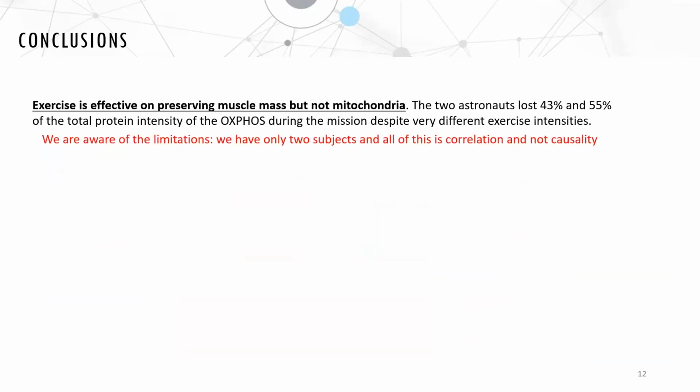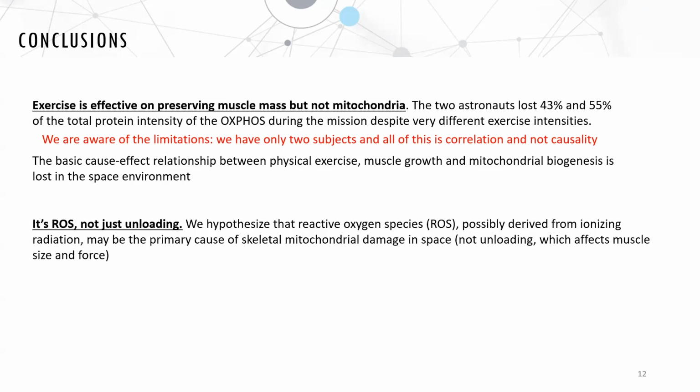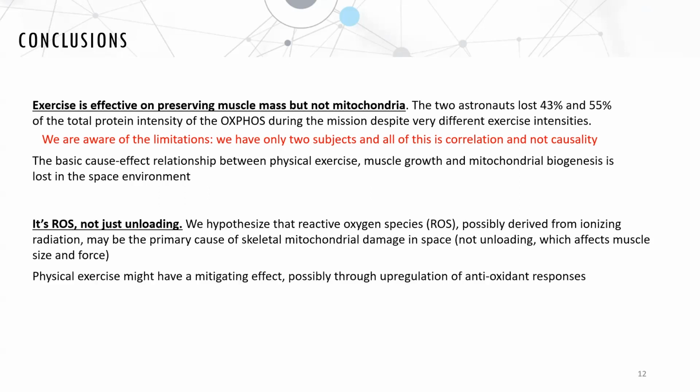And also a disclaimer, I'm very much aware that these are only two subjects and that this is correlation and not causality. But I think it's fair to say that the basic cause-effect relationship, the paradigm between physical exercise, muscle growth, and mitochondrial biogenesis works differently in space. I think it's fair to say that. And we think it's ROS and not just unloading that is affecting the mitochondria during space flight. Physical exercise is still recommended, but it probably acts not directly, but through the upregulation of an antioxidant response.